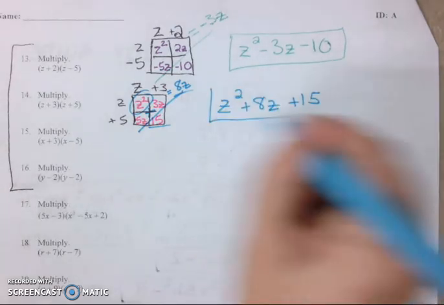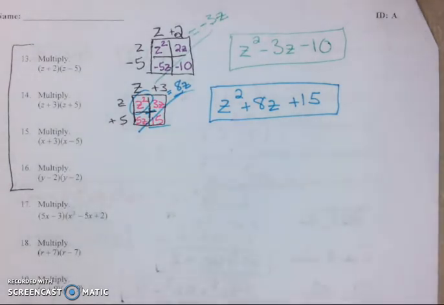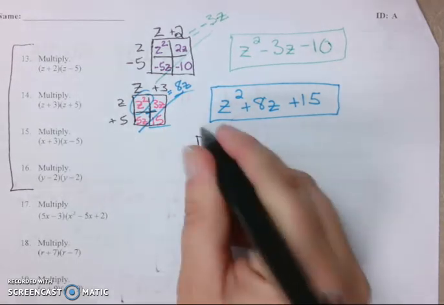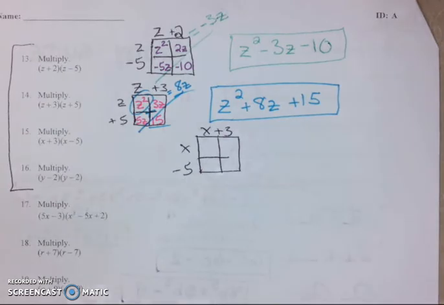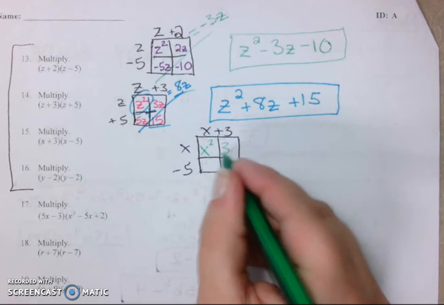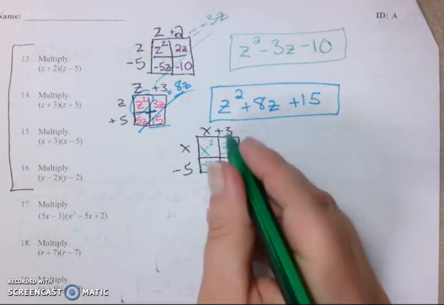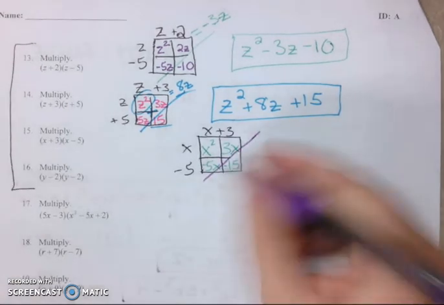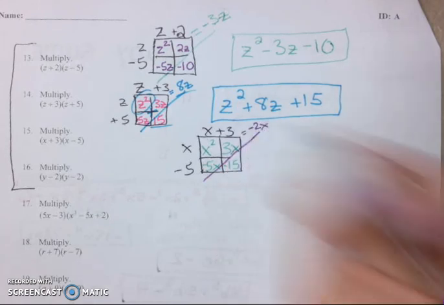Notice those are all unlike terms. That's why we stop here. We can't add those because they're unlike terms. Okay, 15. x plus 3, x and negative 5. x times x, x squared. 3 times x, negative 5 times x. And negative 5 times 3 is negative 15. Add like terms here, negative 5 plus 3, negative 2x.